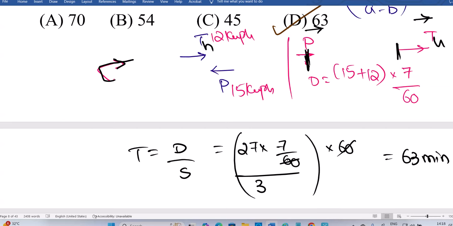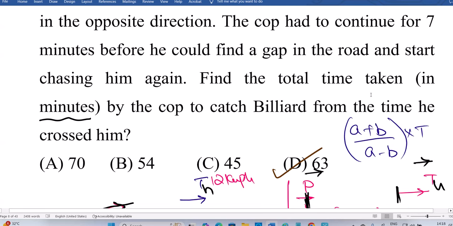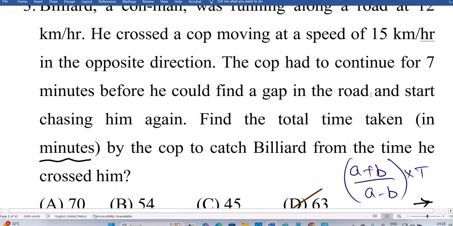Right? So in the exam, if the same model is given, make sure this is simple. Don't waste your time in the exam. (A plus B) divided by (A minus B) into T, where A and B are speeds and T is time. A is the cop's speed, the police speed. B is the thief's speed.